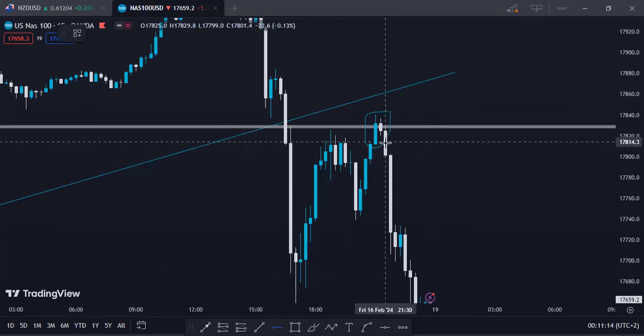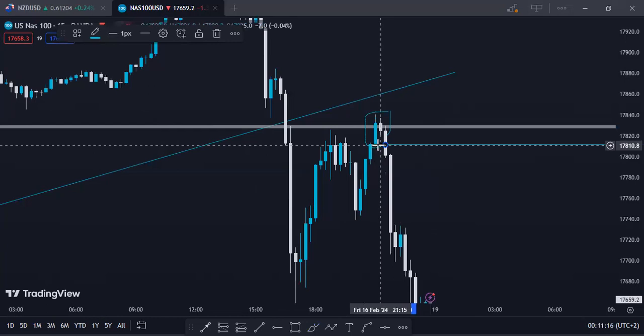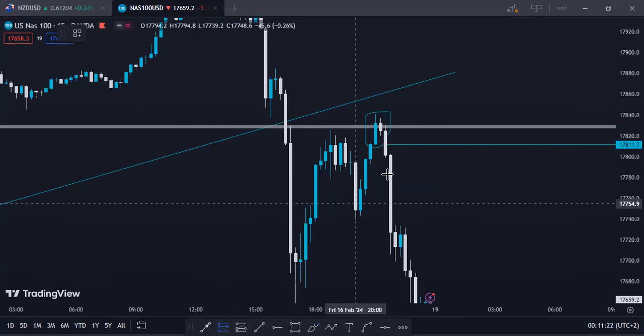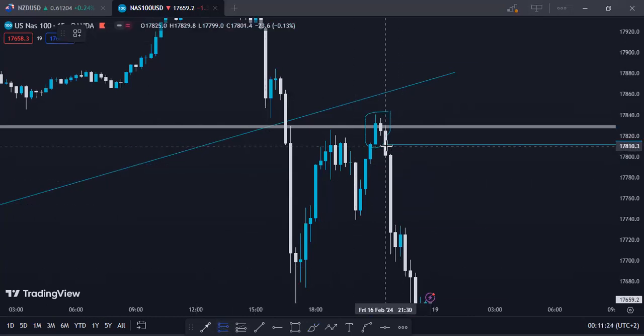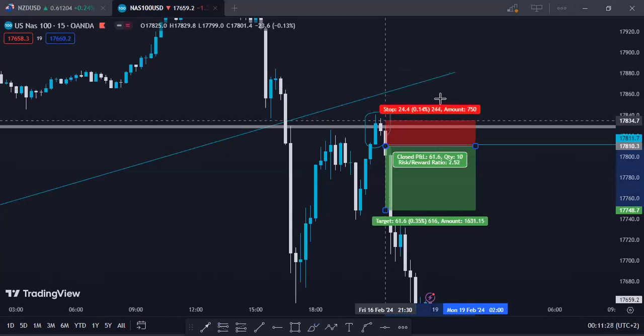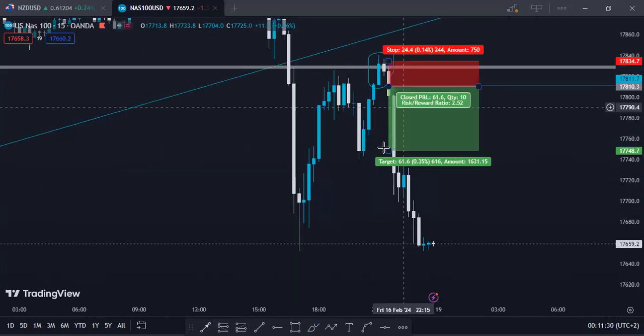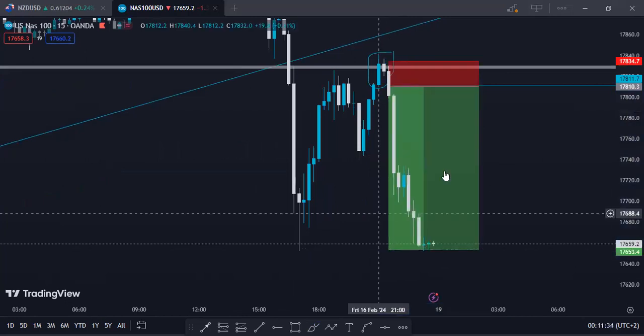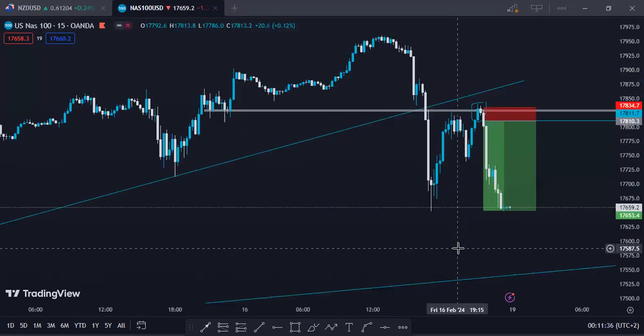Entries would have been around here after it broke the low of this candlestick, the blue candlestick before the inside bar. That confirms our momentum, and we would have caught entries somewhere around this level, with our stop loss just there and our take profit on our low, which you can see, take profit would have been hit. Clean setups, guys.